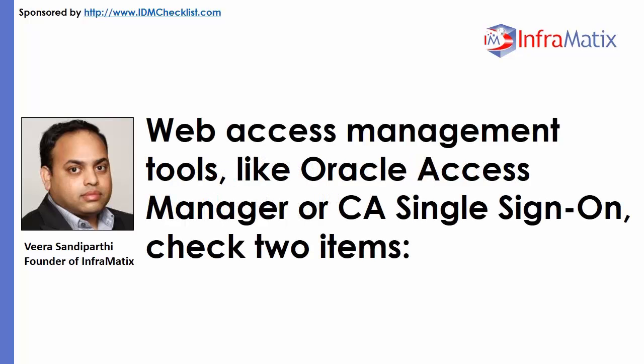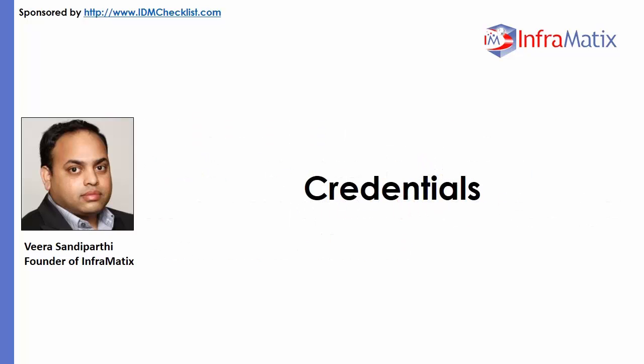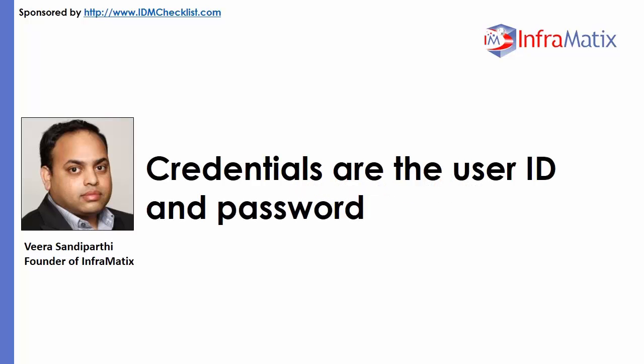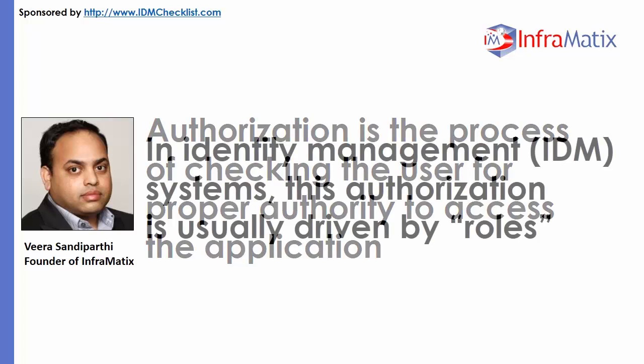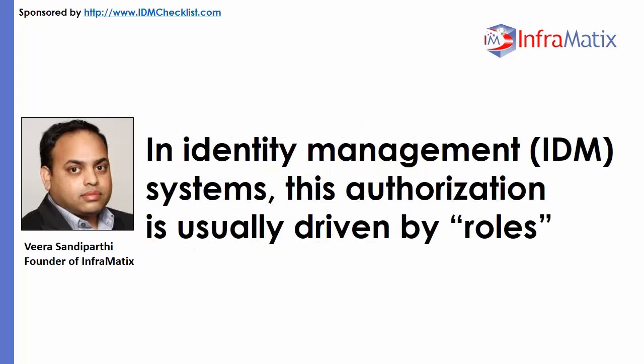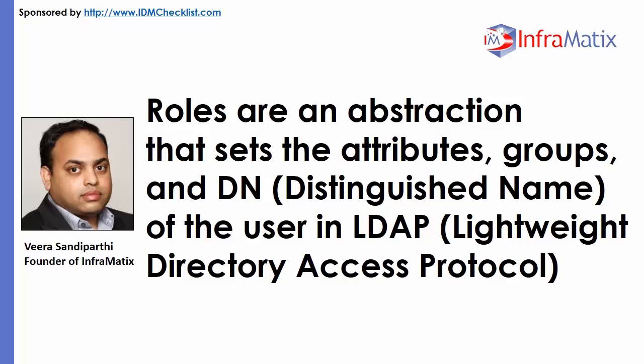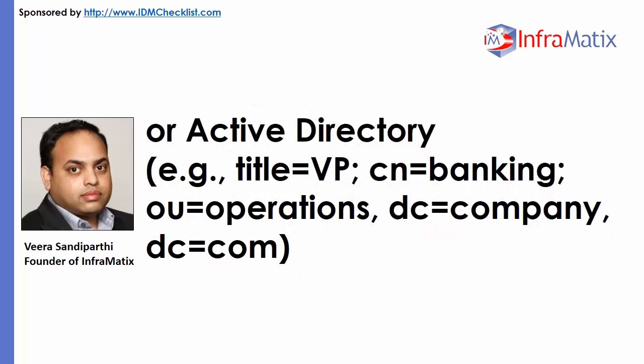Web access management tools like Oracle Access Manager or CA Single Sign-On check 2 items. Number 1, credentials, and number 2, authorization. Credentials are the user ID and password. Authorization is the process of checking the user for proper authority to access the application. In identity management or IDM systems, this authorization is usually driven by roles. Roles are an abstraction that sets the attributes, groups, and DN or distinguished name of the user in LDAP or Lightweight Directory Access Protocol or Active Directory.